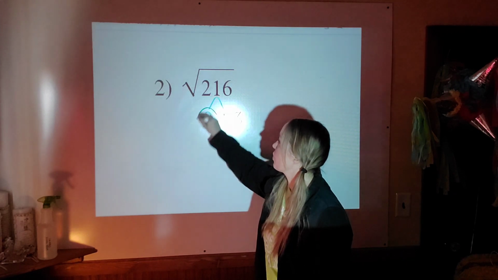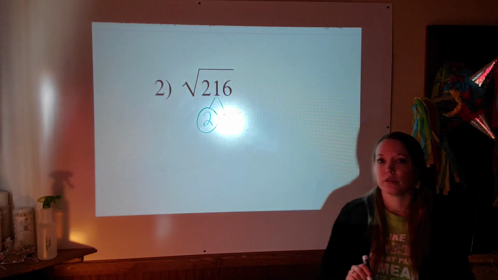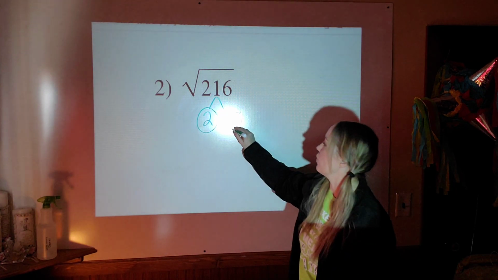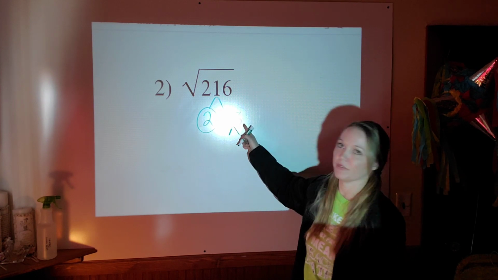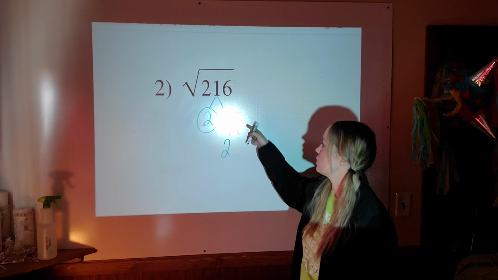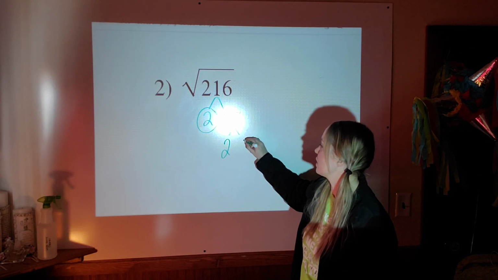The 2 is a prime number, so I'm circling it. And that's like right in the glare. Isn't that awesome? And then the 108 is also even. So I'm going to say 2 times something is 108, and that something is 54.